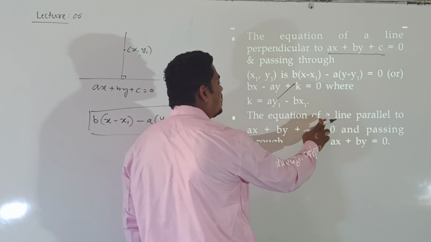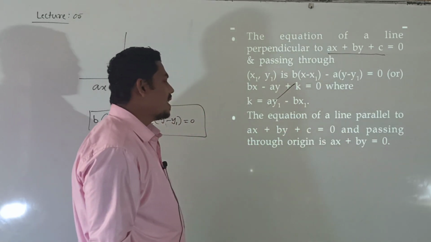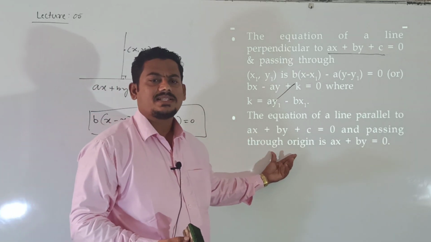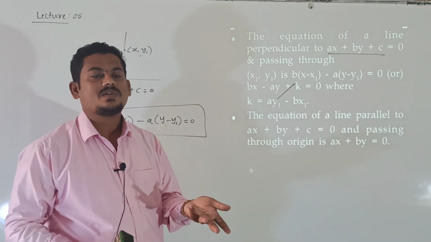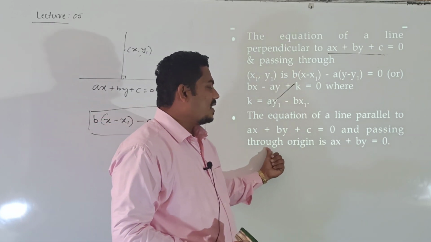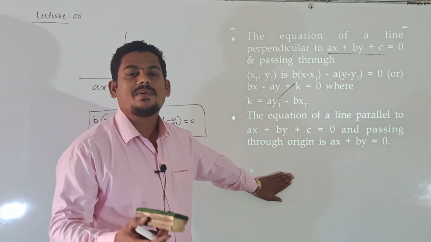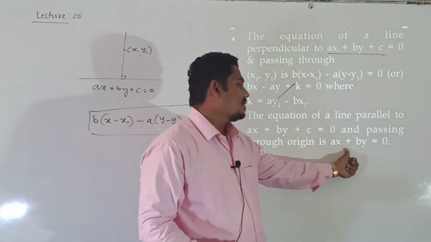Next, the equation of a line parallel to ax plus by plus c equal to 0 and passing through the origin. No need to remember this one. In this case, x1 y1 is the origin, meaning x1 y1 is 0 comma 0, right? No need to remember this formula. In this case, instead of x1 y1, take 0 comma 0, then you get this one, right?